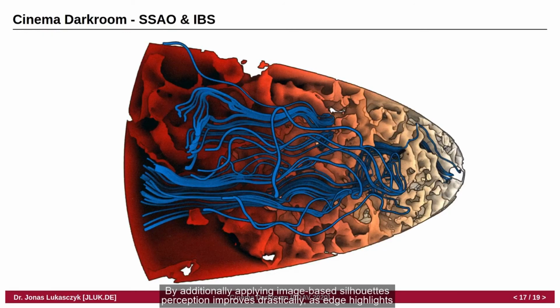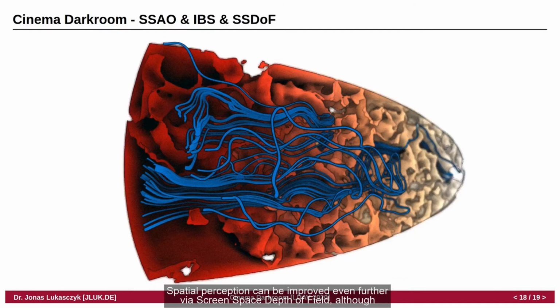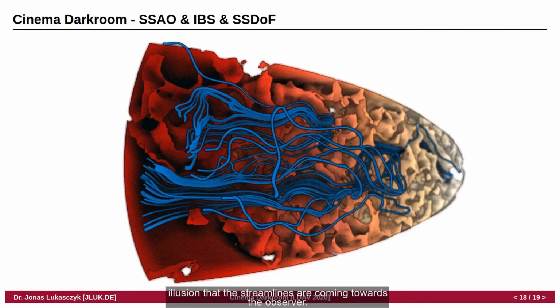By additionally applying image-based silhouettes, perception improves drastically, as edge highlights help us to recognize shapes and their spatial arrangement. Spatial perception can be improved even further via screen space depth of field, although we recognize that it is a controversial effect. But if used correctly, it is our belief that it can greatly improve the quality of visualizations by automatically highlighting a part of the scene while still providing context. Like in this example, it nicely highlights the tips of the streamlines and creates the illusion that the streamlines are coming towards the observer.